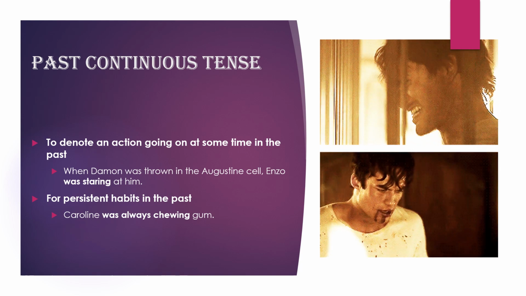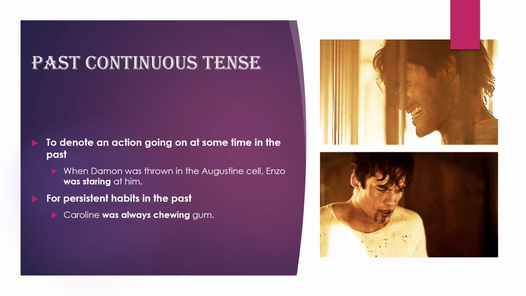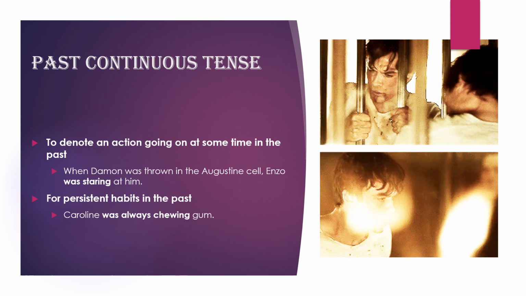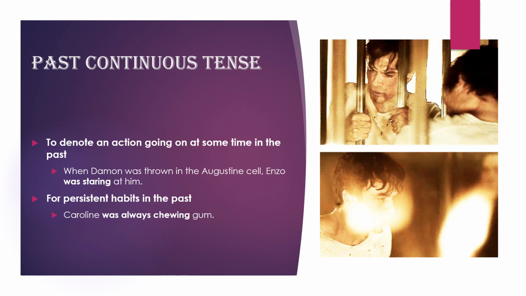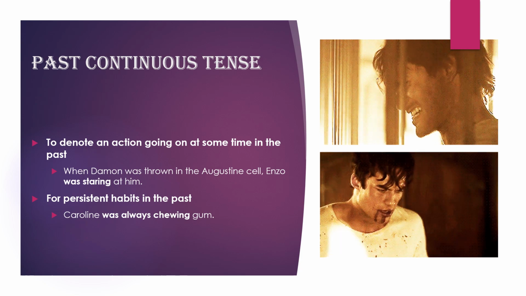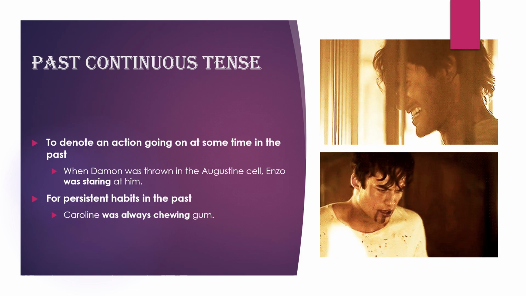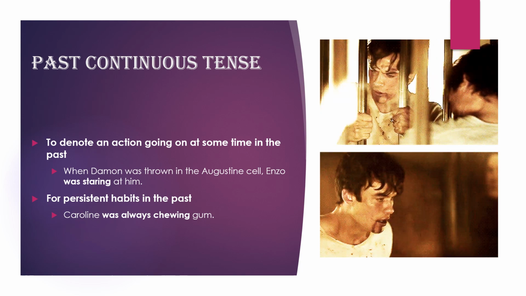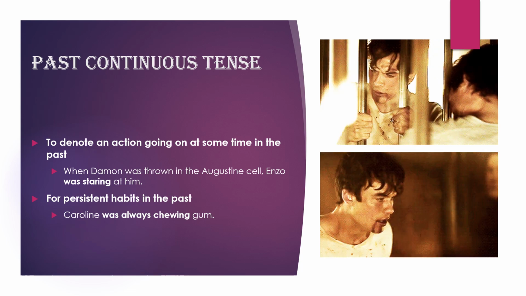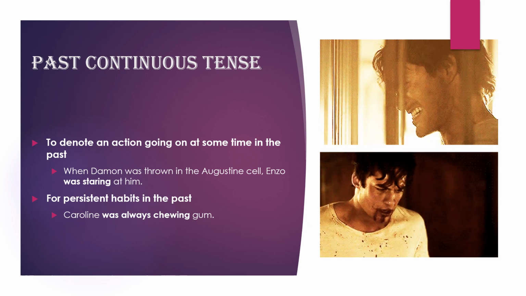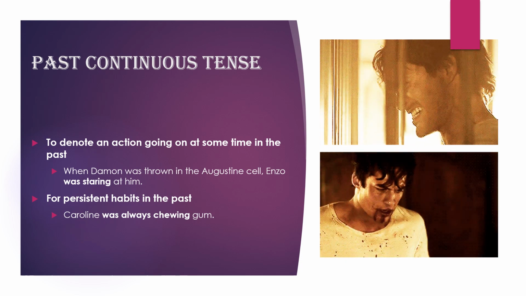And also past continuous tense may be used for persistent habits. Caroline was always chewing gum. So there's a certain character, Caroline, and maybe she was in the habit of chewing gum always. So for addressing such kind of persistent habits, we may use past continuous tense, was always chewing. Chewing is the ing formation, and was gives it a past tense. So, was always chewing gum.